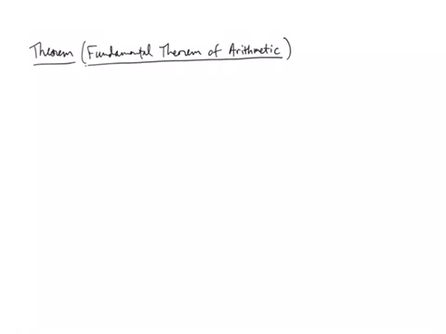Okay, so here's the statement. Any integer n greater than 1, so we don't allow 1, has a unique prime factorization. I mean, 1 isn't prime by definition, and can't be written as a product of prime numbers because all the primes are bigger than 1.